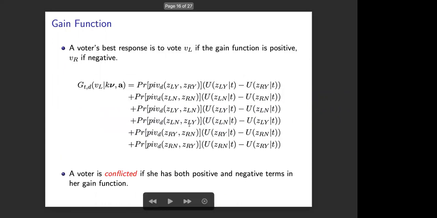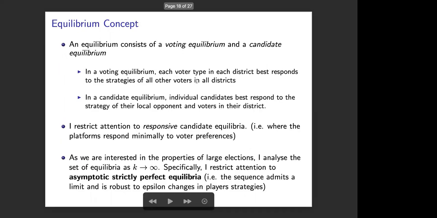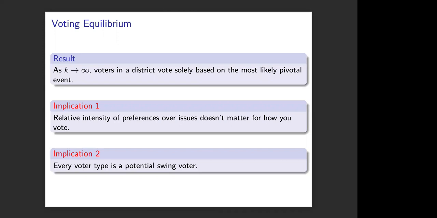I'll bring you back to the gain function just to give you the idea behind that. There are various different events I should care about, but as the number of voters goes to infinity, the probability of being pivotal in any of these events goes to 0. Crucially, they all go to 0 at different speeds. And so conditional on being pivotal, all of the probability of being pivotal is going to be concentrated in just one of these 6 events. So all you need to care about is the single most likely pivotal event, and ignore everything else. That makes our life much easier for the rest of the analysis.